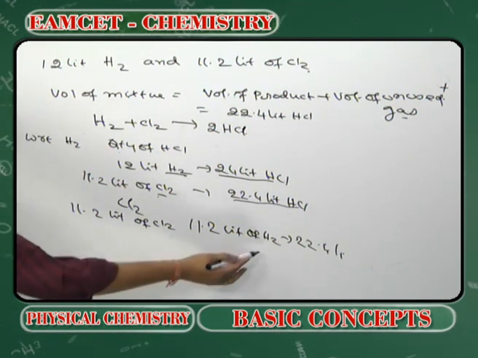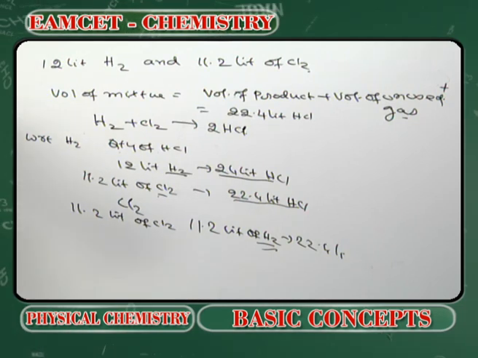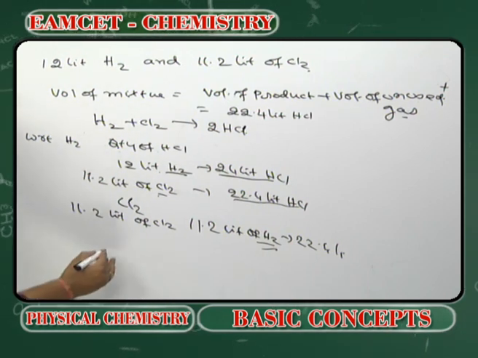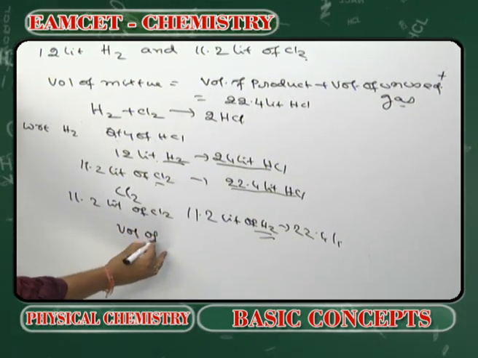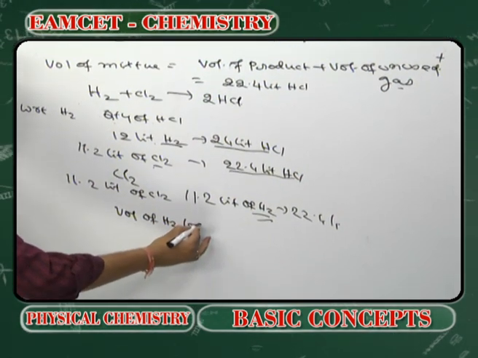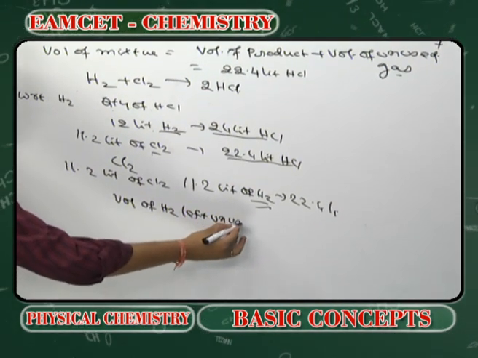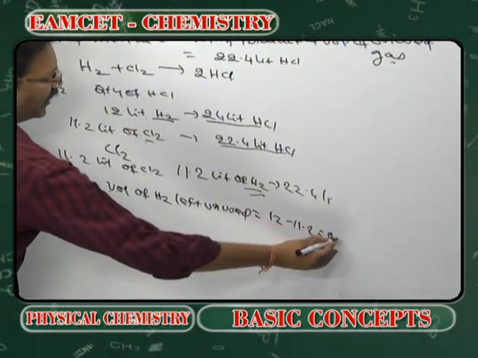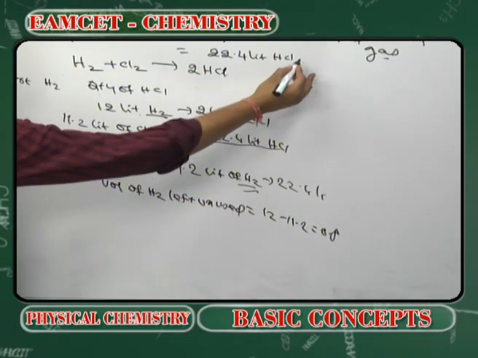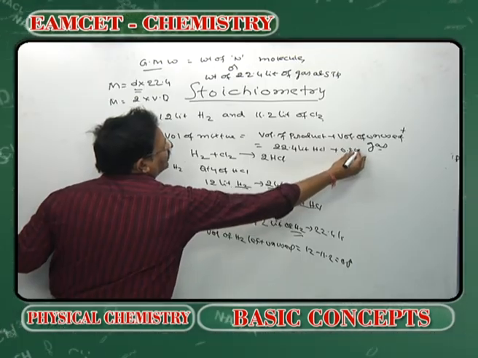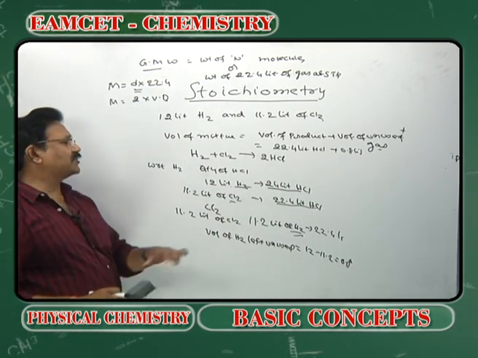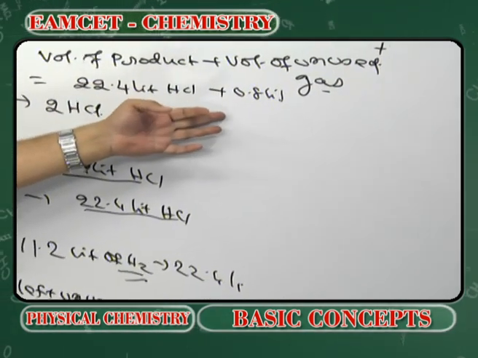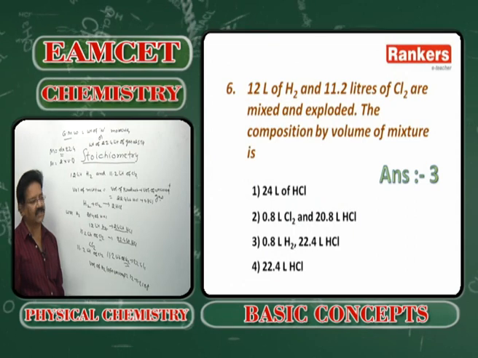So, in the process, how much volume of hydrogen gets consumed? 11.2, but the available quantity of hydrogen is 12 liters. Volume of the hydrogen left unused is 12 minus 11.2, 0.8 liters. So, the final composition of the reaction mixture will be 22.4 liters of HCl and 0.8 liters of hydrogen. Option answer is 3.